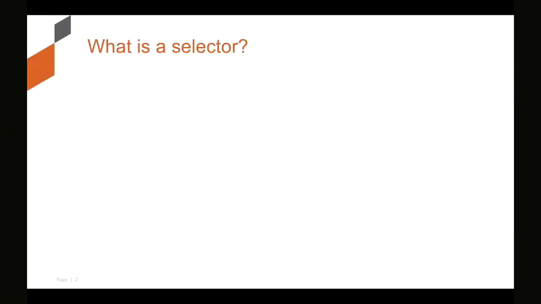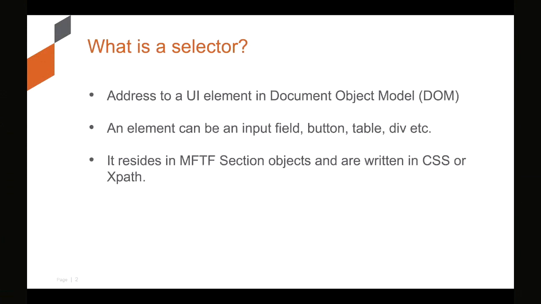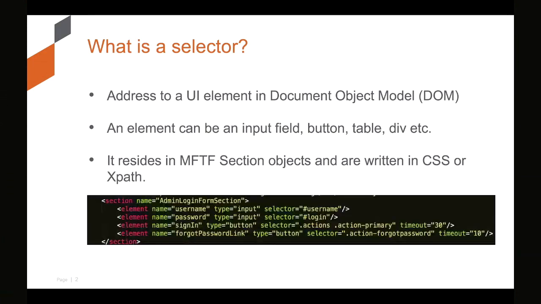So what is a selector? It's an address to a UI element on the DOM. It's usually a unique identifier to an element. This element could be anything. It could be an input field, a button, table, div, etc. So where does it reside? If you look at this example here, you have an admin login form section, and you have all elements defined inside of it. You see a selector attribute, and that's where we specify the unique identifier for elements. This selector could either be a CSS or XPath.